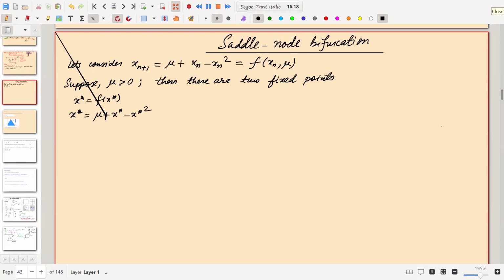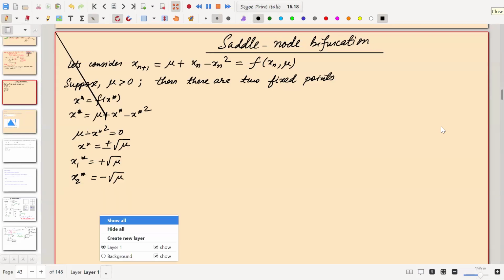Okay. x star equals mu plus x star minus x star square. So what do you get? Mu minus x star square is equal to 0. So x star equals plus minus root mu. Right? So there are two fixed points. One is x1 star equal to plus root mu. x2 star is equal to minus root mu.